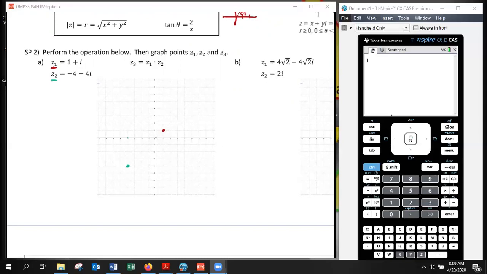And now, here's where our work comes in. Let's actually multiply those two and see what's happening. So if I multiply those two to get Z3, oh, I forgot. Let's actually label this as Z1 right there, and let's label the other one as Z2. And now to get Z3, let's go ahead and multiply these.